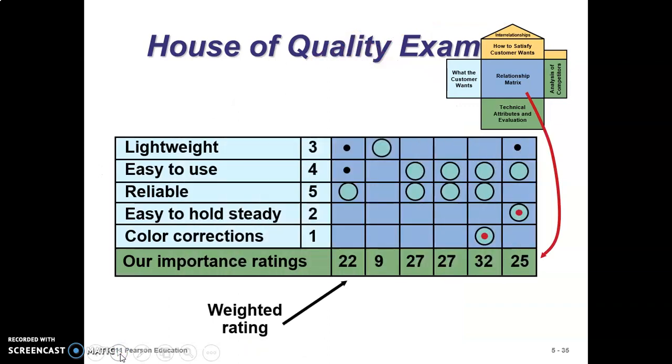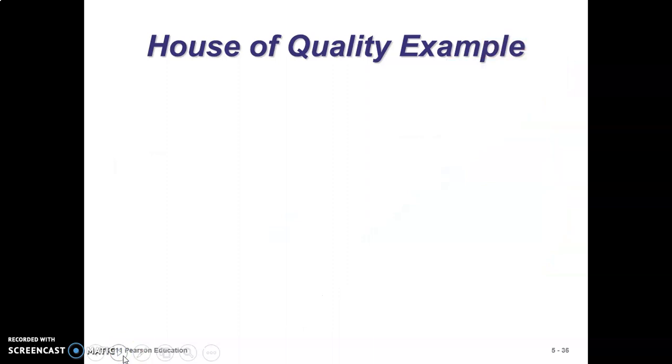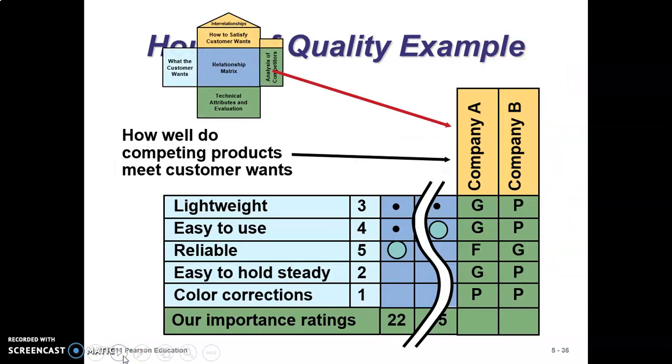Okay, then the next step, we put the importance ratings lah, the weighted rating. And then the next step, how well do competing product meet customer wants. So we have this company A and company B. Then kita compare juga dengan the other company. So we get G is for good, P is for poor. So easy to use. This company have a good for easy to use. But for company B poor.